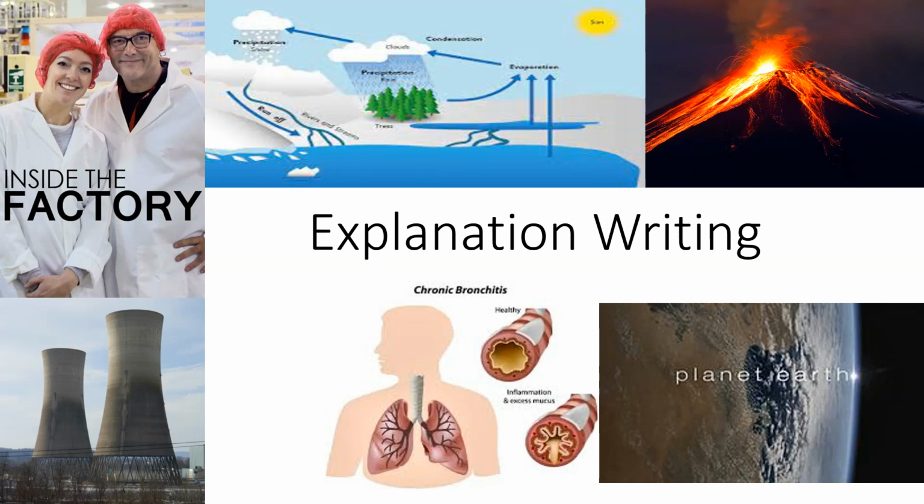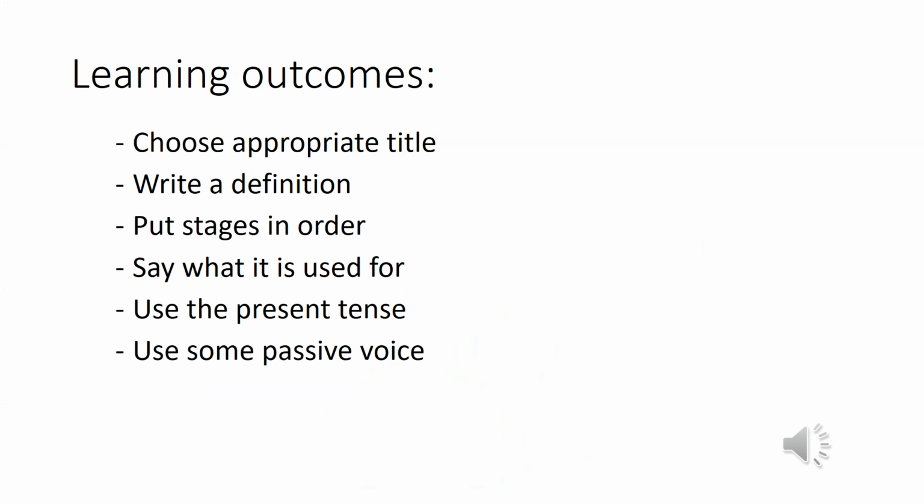Welcome back. In this lesson, we will go through an example of how to write an explanation. By the end of this lesson, you should be able to choose an appropriate title for your explanation, write a definition, put stages of what happens in order, and say what it is used for. It will be written in the present tense, and while you don't have to use the passive voice all the time, you'll see that it works very well here.